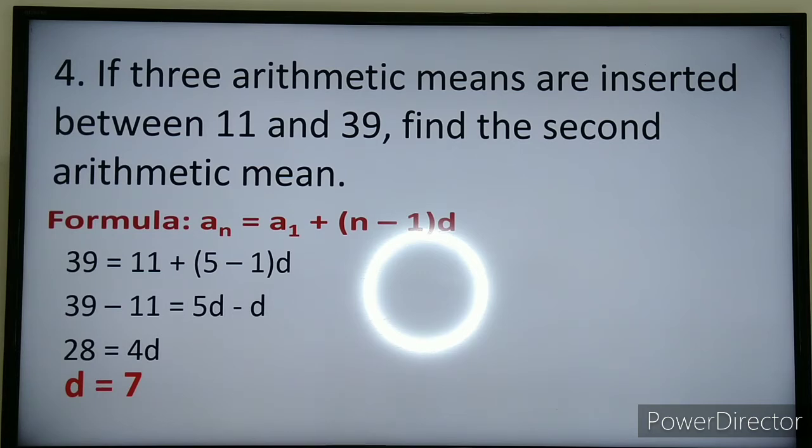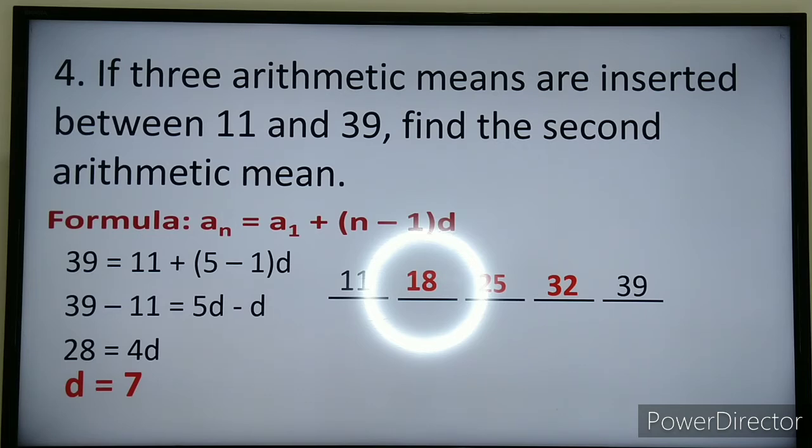After that, once you have 7 as your common difference, going back to the question, we have 11 as the first term, blank, blank, blank, and the last term will be 39. So we are going to insert 3 arithmetic means. How? Starting from 11, just add 7. So 11 plus 7, the answer now is 18. And then plus 7 again, we have 25, and plus 7 again, we have 32. Then if you continue the process, 32 plus 7 is equal to 39. So this is the process on how to answer question number 4.